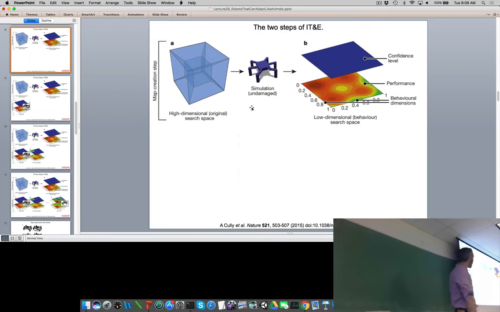So they're going to pick a controller from the behavior space and run it on the physical hexapod. Whichever controller they pick, there's another pixel in the confidence space, and that pixel is blue. What does the fact that it's blue mean? They haven't tested it yet. They haven't tested it yet, so blue means low confidence, yeah. Right?